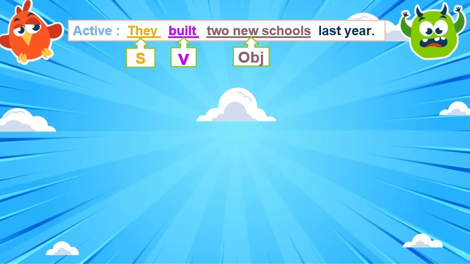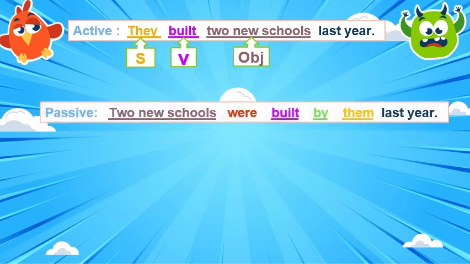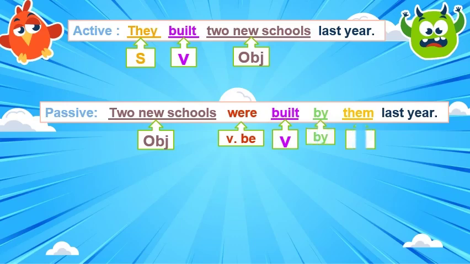So let's change this to the passive and see how the answer will be, okay? Just start with the object. So the new schools, okay? Here, singular or plural? Plural. So I will add were, built, past participle, by, and they will change to them. So the answer will be: the new schools were built by them last year.